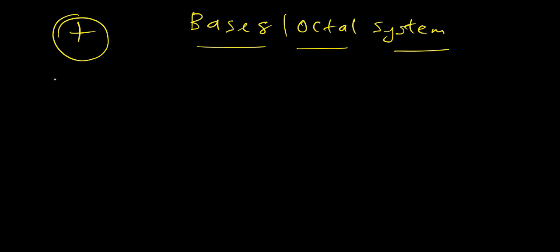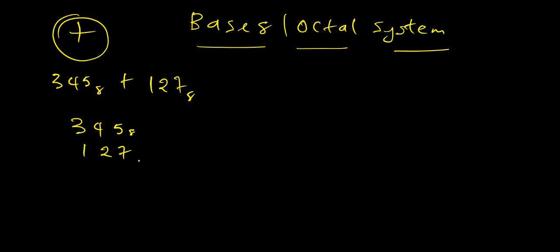So let's add 345 in base 8 plus 127 in base 8. So when calculating addition, you just follow your typical arrangement that you normally use in base 10. We're going to rearrange. So we have 3, 4, 5, and we have 1, 2, 7. Remember, this is all in base 8.